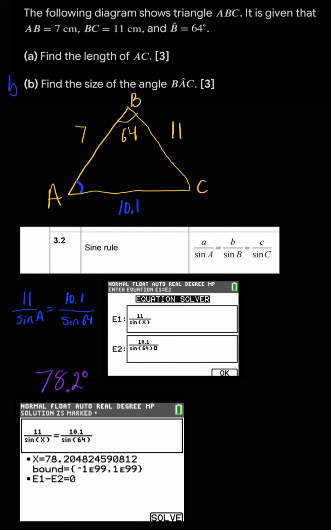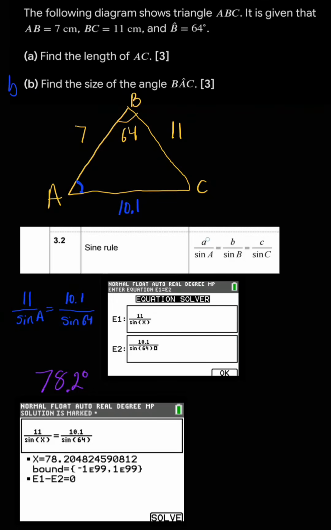Now for part B, we want to find the size of angle BAC. BAC, this angle here. Now we can use sine rule since we have an angle and a side across from each other. So first thing I want to include is the angle I'm looking for. I'm looking for this angle, so I'm going to use this side, 11.